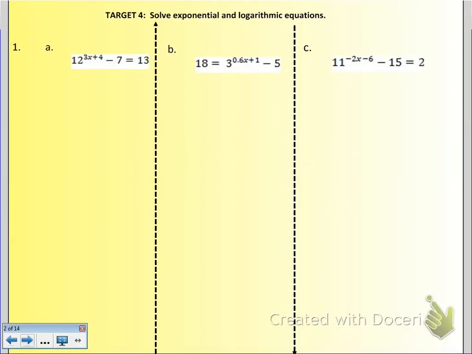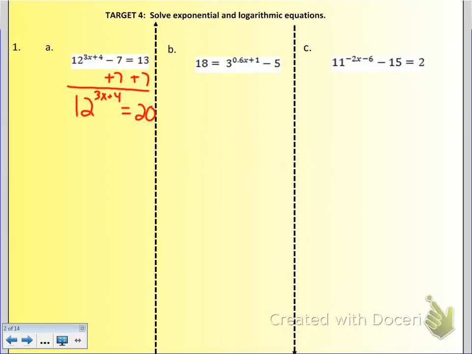All right, first step is we want to add 7 to both sides. So we get 12 to the 3x plus 4 equals 20. At that point, you're like, what do I do? I don't know what to do. I don't know what to do either.